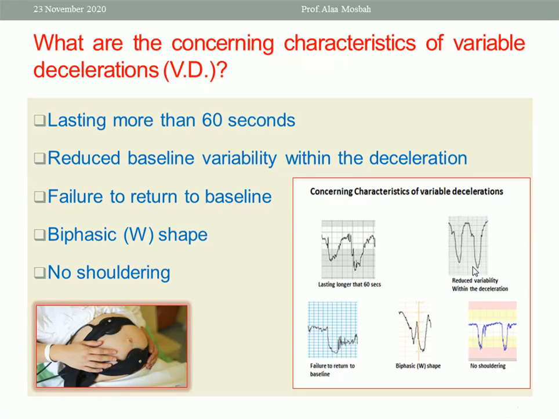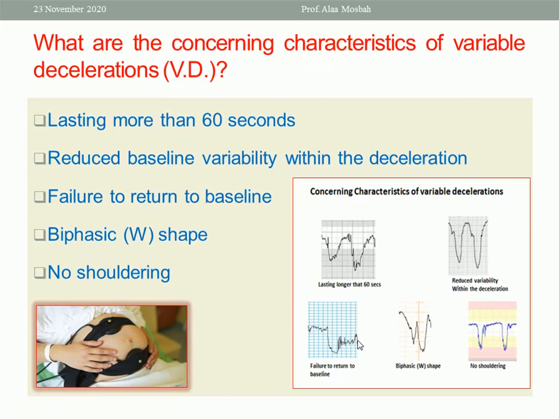Or failure to return to baseline, as in this figure. As you see here, deceleration here, but during recovery, failure to reach the baseline. This is the baseline. There is another baseline here. So failure to return to the baseline is one of the important concerning characteristics of variable deceleration.